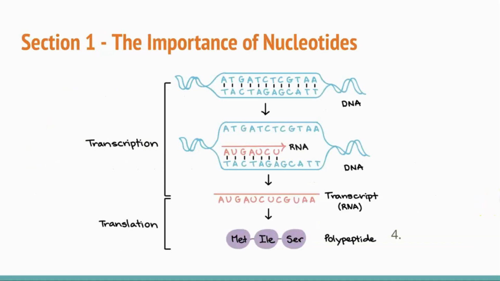And then starting with section 1, the importance of nucleotides, we are going to discuss some of the functions throughout the body. One of the primary functions of nucleotides is through DNA replication, transcription, and translation. Nucleotides like adenine, guanine, cytosine, and thymine, abbreviated A, G, C, and T, and even uracil, abbreviated U, serve as the genetic code needed for DNA to replicate itself as seen here.